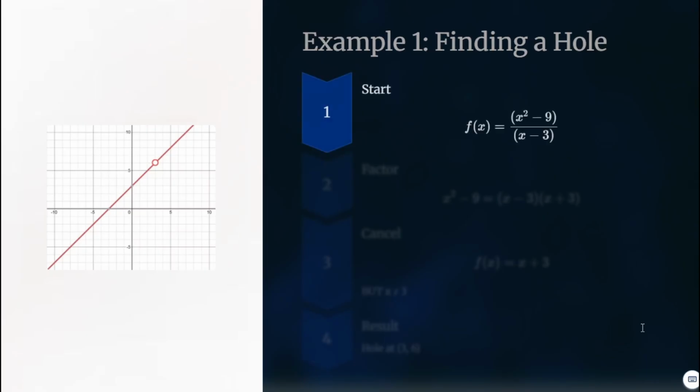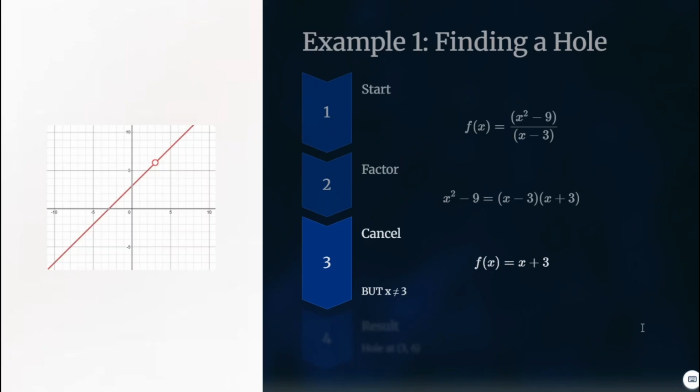Here's our first example. A function f of x equals x squared minus 9 over x minus 3. First, we need to factor. X squared minus 9 can be factored as x minus 3 times x plus 3. And now we'll have a common factor of x minus 3 in numerator and denominator. Canceling it out, we're left with f of x equals x plus 3.